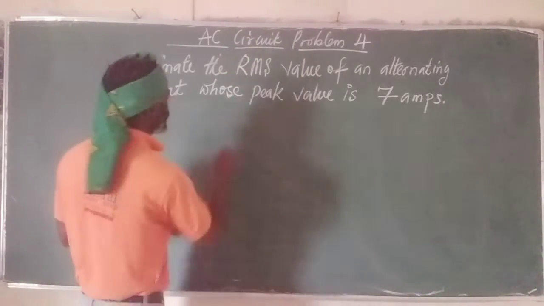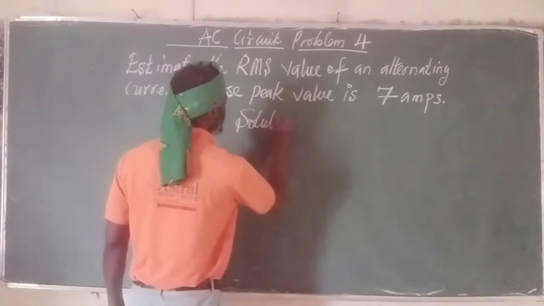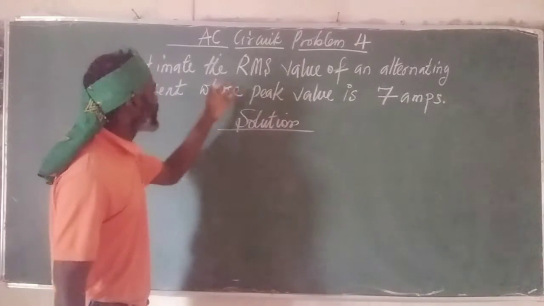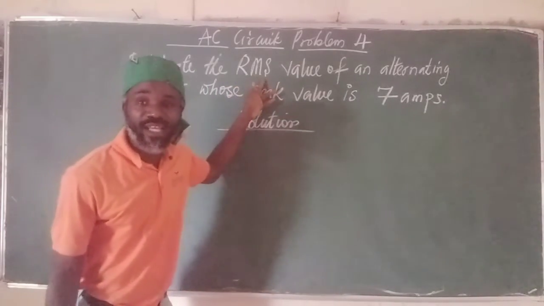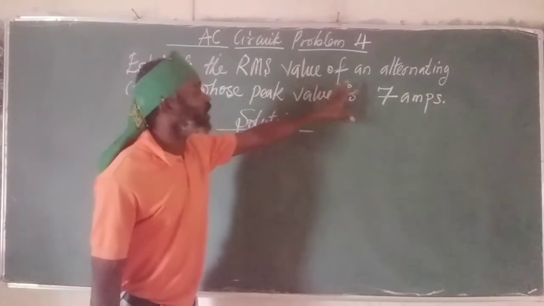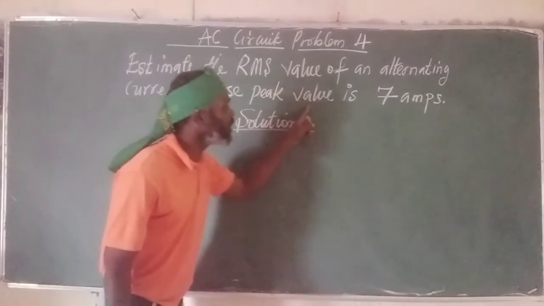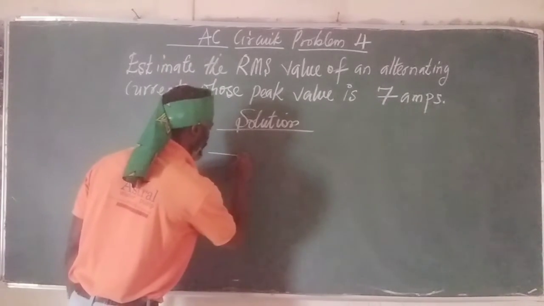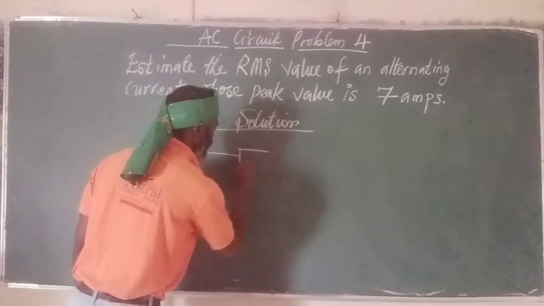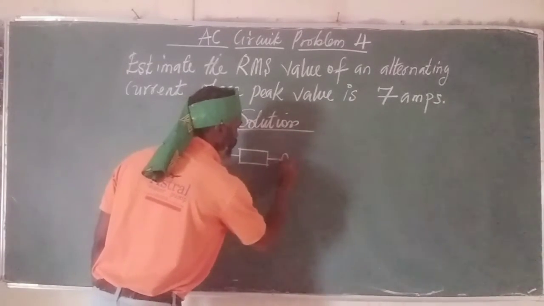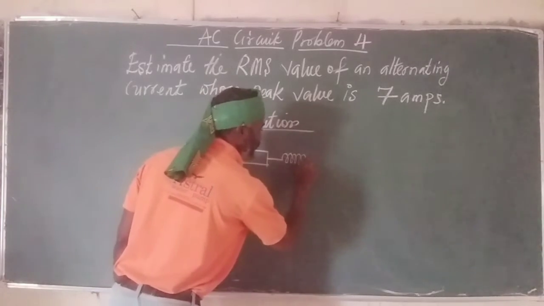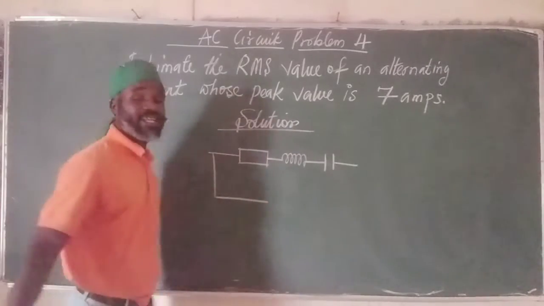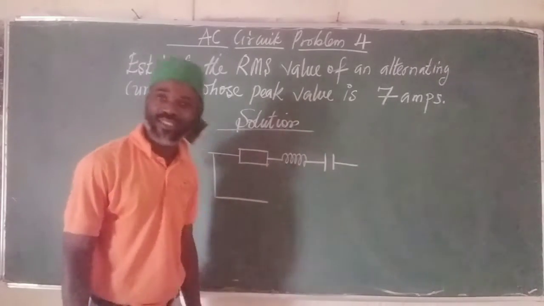Come on, let's go. So the solution here is very simple. Just look at this. Estimate the RMS. What does it mean? Root mean square value of an alternating current whose peak value is 7 amps. So let's go again. I like drawing this diagram because it helps me to have a clear picture of what I am doing in the first place, and makes it clear for me what I should do and how I should do it.